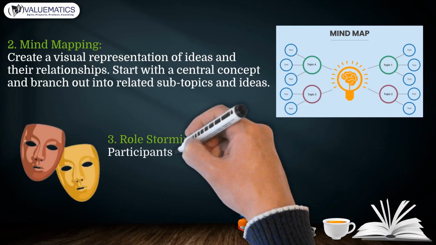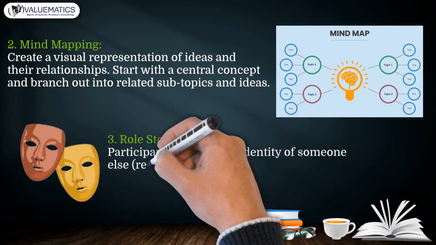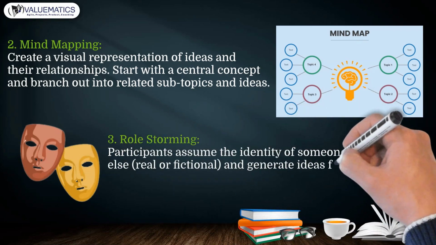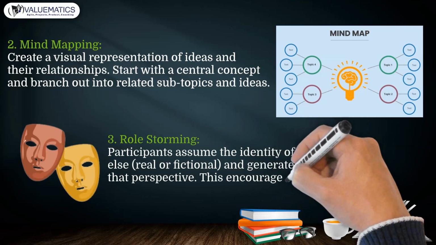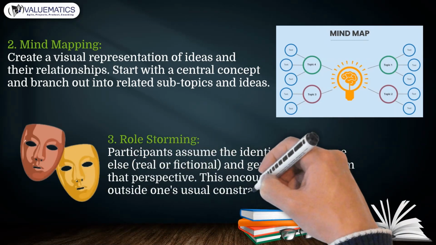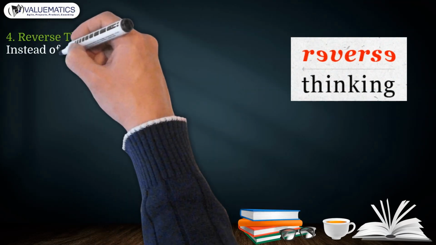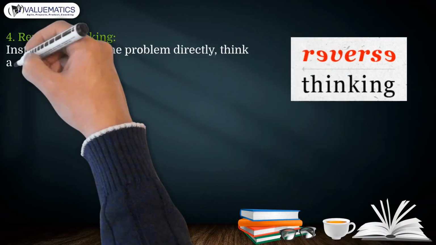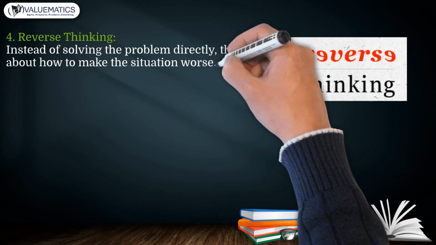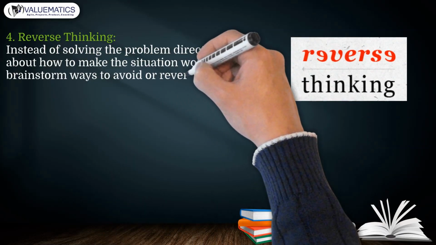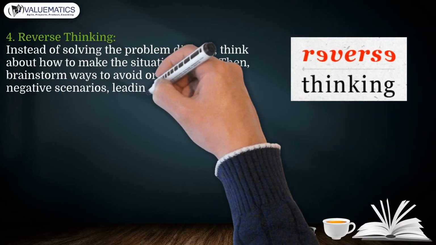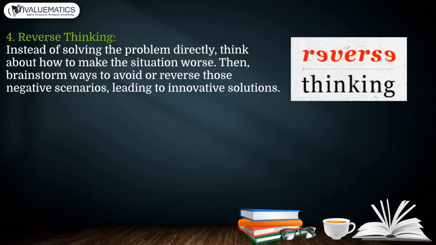3. Role storming. Participants assume the identity of someone else, real or fictional, and generate ideas from that perspective. This encourages thinking outside one's usual constraints. 4. Reverse thinking. Instead of solving the problem directly, think about how to make the situation worse. Then, brainstorm ways to avoid or reverse those negative scenarios, leading to innovative solutions.